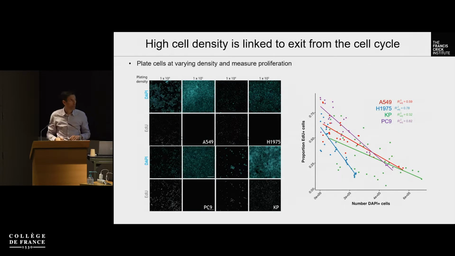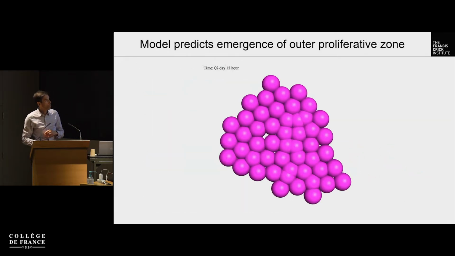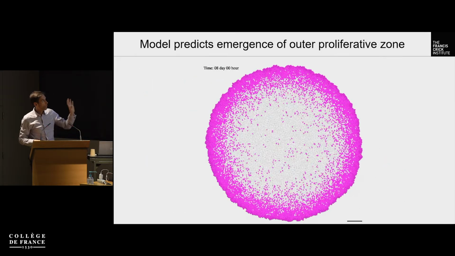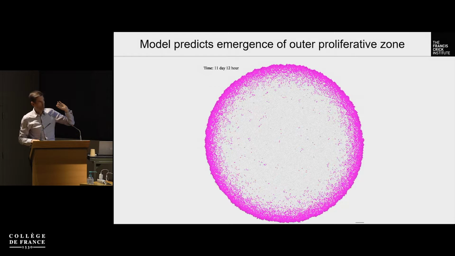The reason we have that assumption is that in many examples, now in a lung cancer model, we see that the denser the cells are, the less proliferative they are, as measured by how many of them are in S phase, which you can see here. So what do we get when we do this? This is now the model simulation. The magenta dots are meant to be cells that are proliferating.